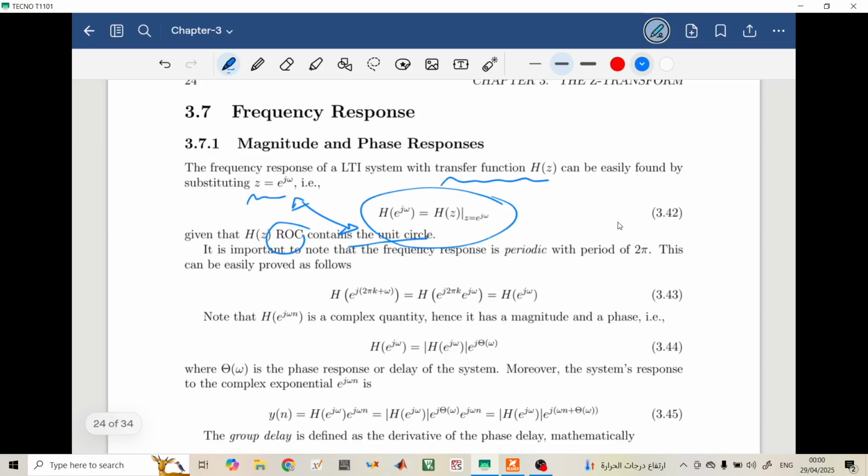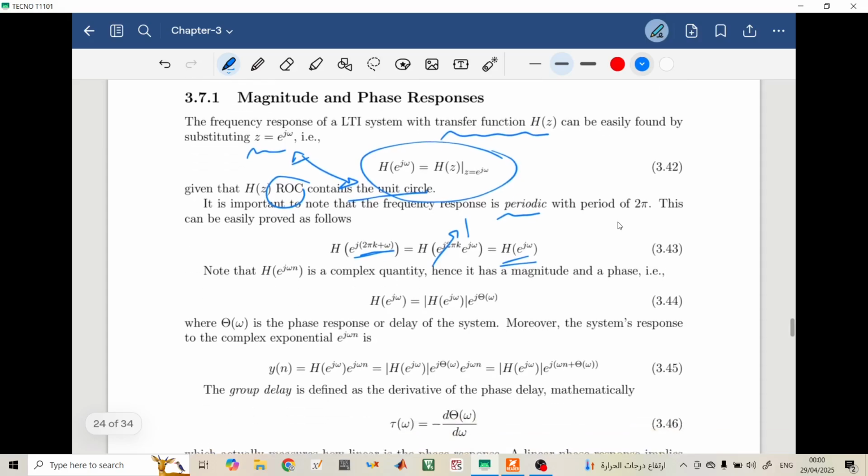One note to take into consideration is that the frequency response is periodic. This is due to the periodicity of the complex exponential, right? If we add 2 pi k, where k is an integer value, we can separate the exponentials, and this exponential equals 1, and we return back to the original frequency response.